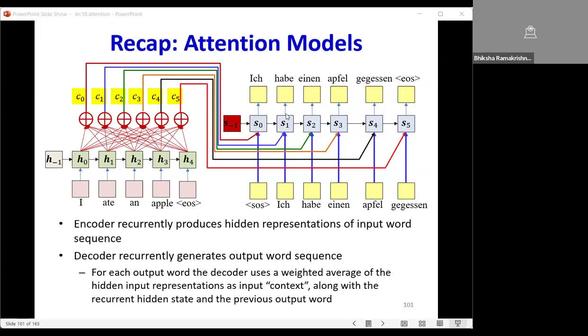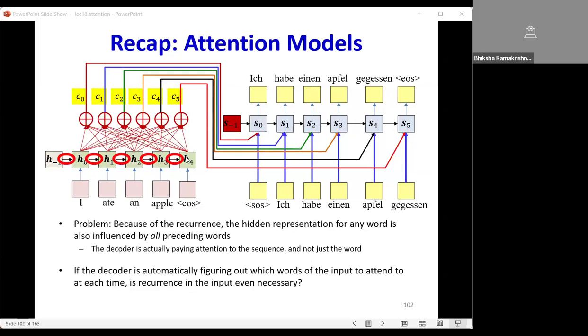But in this, if I'm actually explicitly paying attention to different hidden states when I'm generating this context, then does this recurrence have any meaning anymore? Remember, the point of the recurrence was for this hidden state to somehow aggregate information over time. And that made sense when you were passing it to the decoder. But if the decoder is explicitly looking at each of these guys, does this recurrence make sense anymore? What do you think?